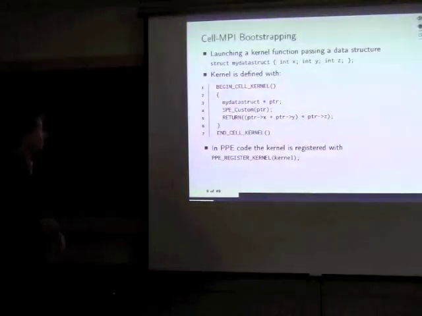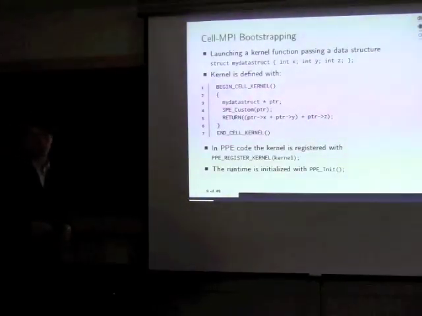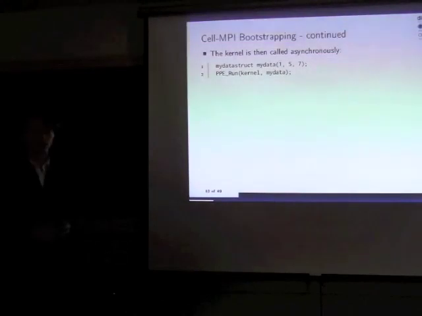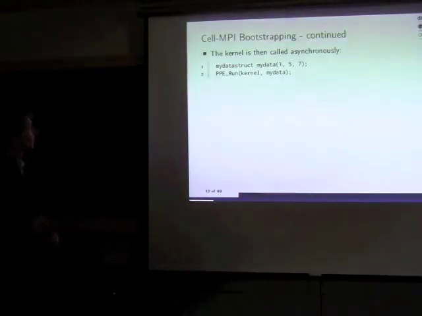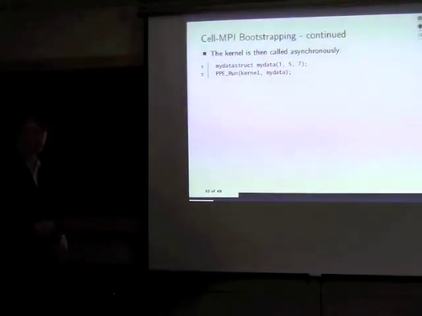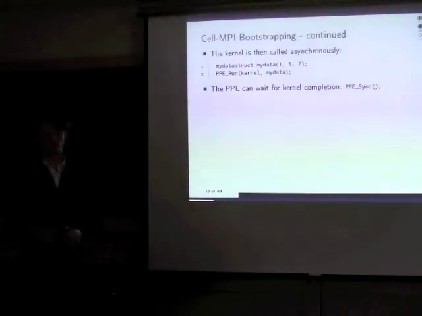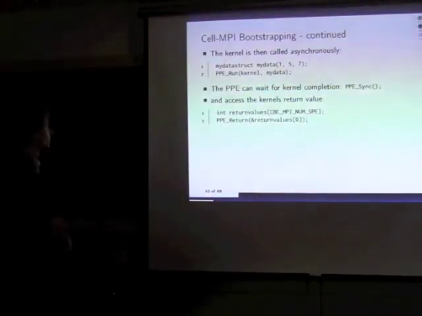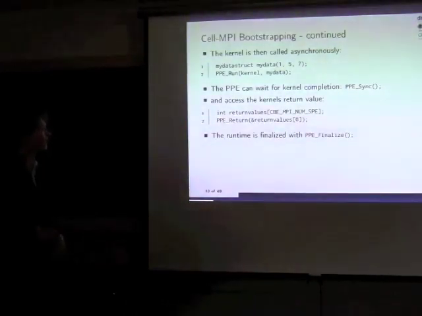In PPU code, you would register the kernel, so this is the symbol that was exported during the compilation phase. Then you initialize the runtime using a function, PPU init. And then you can call the kernel asynchronously. You just create an instance of this structure, fill it with some values, and you run your kernel and pass the argument structure. This run is asynchronous, but you can of course wait for this to complete using another function. And you can access the kernel's return values using a PPU return function. The runtime can be finalized using PPU finalize.